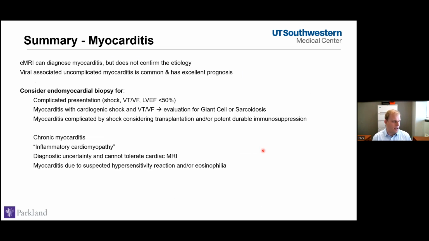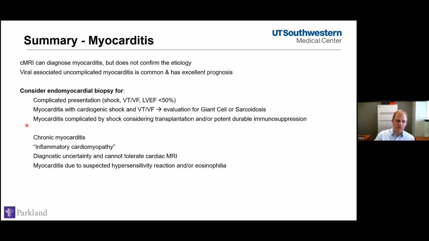Again, cardiac MRI is great to diagnose myocarditis, but it doesn't actually tell you what the etiology is. For uncomplicated viral associated disease, the prognosis is very, very good. Those patients rarely need to be biopsied, but you do want to repeat their MRI imaging in a few months to make sure that the inflammation goes away. If it doesn't, then it's reasonable to bring them back for biopsy.